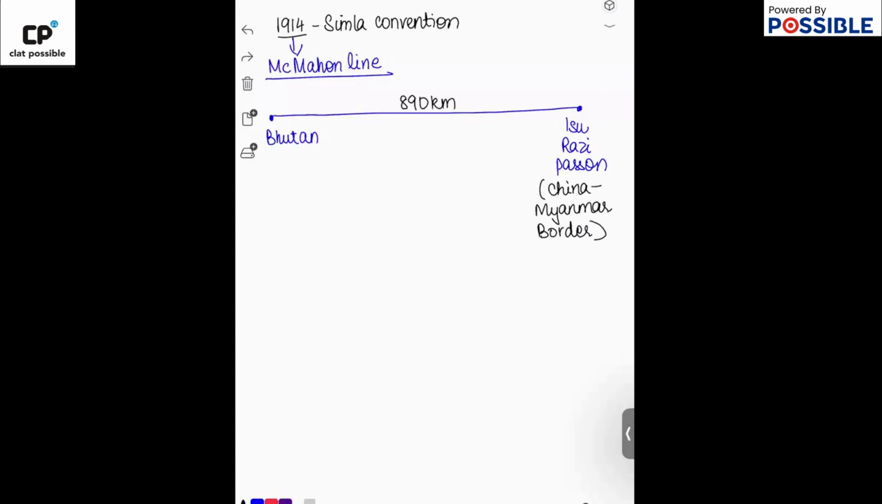And on what principle have we made this? We made it on the principle of highest watershed. Now, what does that mean? Highest watershed is basically the highest area between two rivers and river plains, okay? So the highest area between two places, we delineated that.